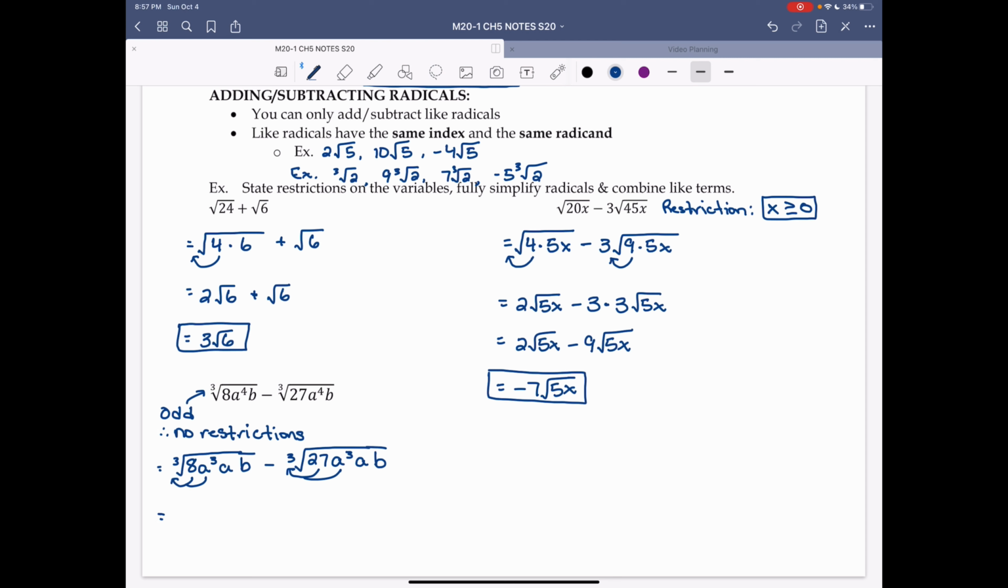We get cube root of 8 is 2. Cube root of a to the power of 3 is a. And then we have cube root of ab minus the cube root of 27 is 3, and the cube root of a to the 3 is a. And then we have the cube root of ab. These are now like radicals because they both have the cube root of ab, and we can combine them. 2a cube root ab, and then minus 3a cube root ab. We have 2 of something, we take away 3 of something, we then have -1 or -a cube root ab.